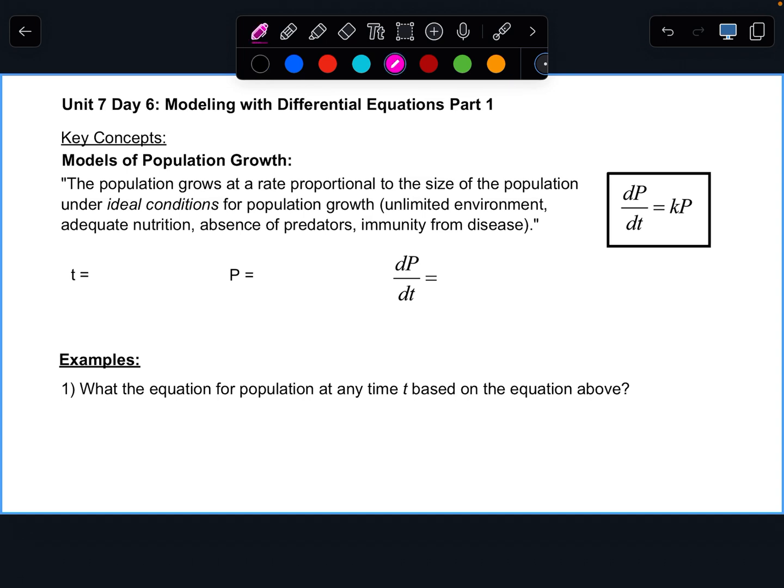So this is what I'll do. I'll do this in pink. So population grows at a rate. So how do you make sense of that? That's dP/dt. So the rate the population grows with respect to time. So this is like your population growth. Now proportional, I'll do blue for that.